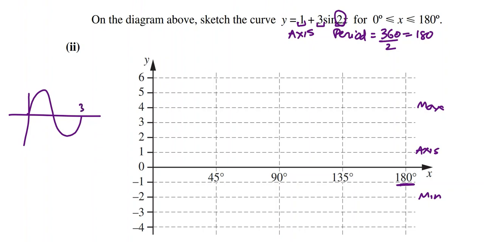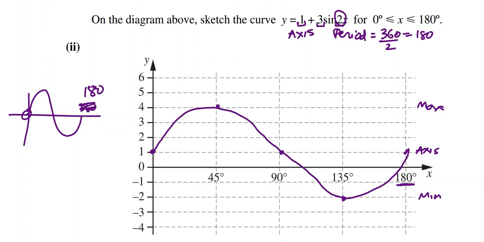Right? This is 360. We'll just copy this graph here, but in this case it will be 180 because that is the period. So start from the axis, which is 1 in this case, go up to maximum, which is 4, then go to the axis again, then the minimum, which is minus 2, and back to the axis. And let's join these points. That's the graph of part 1.